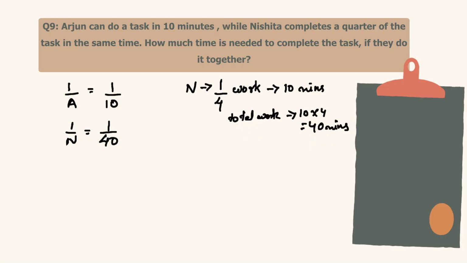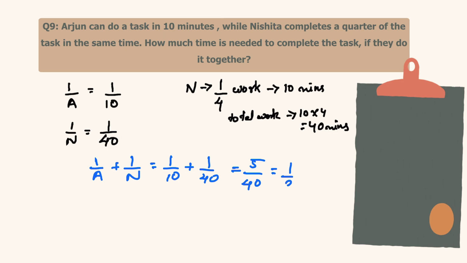That is 40 minutes. Once you have 1 by a and 1 by n, how much time is needed to complete the task if they do it together? It's very easy to calculate. 1 by a plus 1 by n. This is what they are asking. Once you have this data, it's easy. 4 plus 5 by 40, that is 1 by 8. That means taking the reciprocal, they will take 8 minutes to complete the task together.